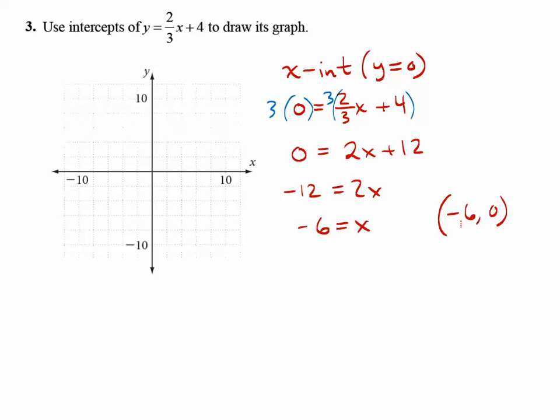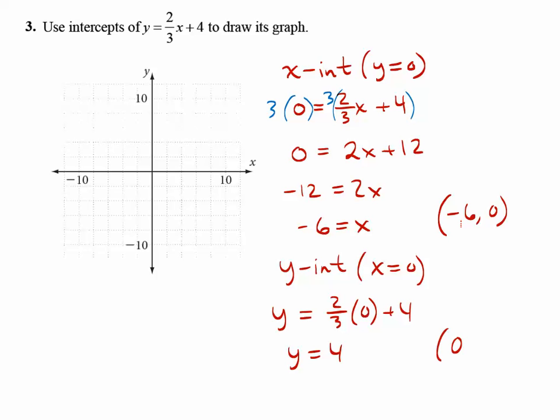That's going to be the x-intercept. The y-intercept, that's the easy one. As the 0 goes in for the x value, the y becomes just 4. So hopefully you have those two numbers, whatever way you did it. But that first one, getting the x-intercept, you had to do some algebra. So -6, 0 is there, and 0, 4 is there. Straight line. Arrows, and we're good.